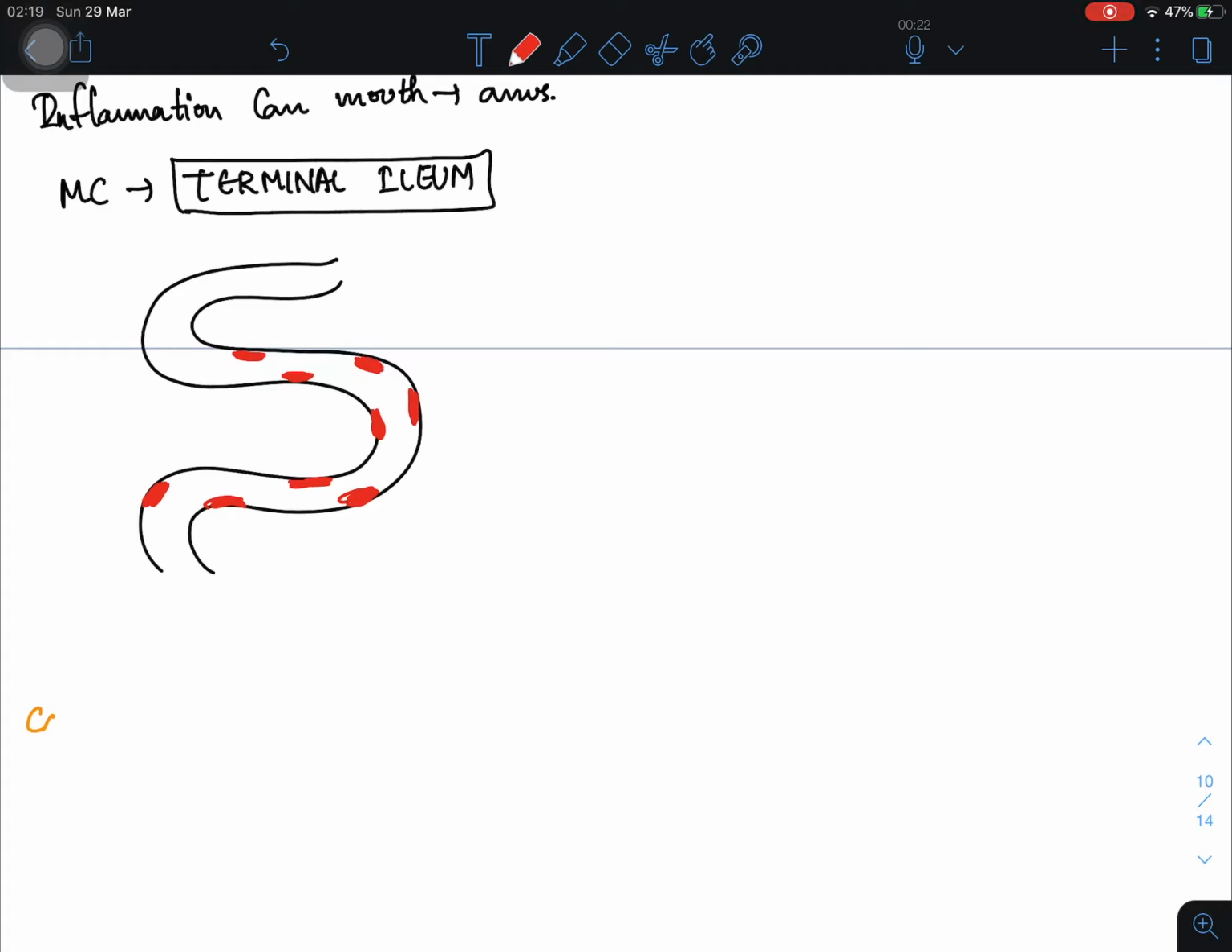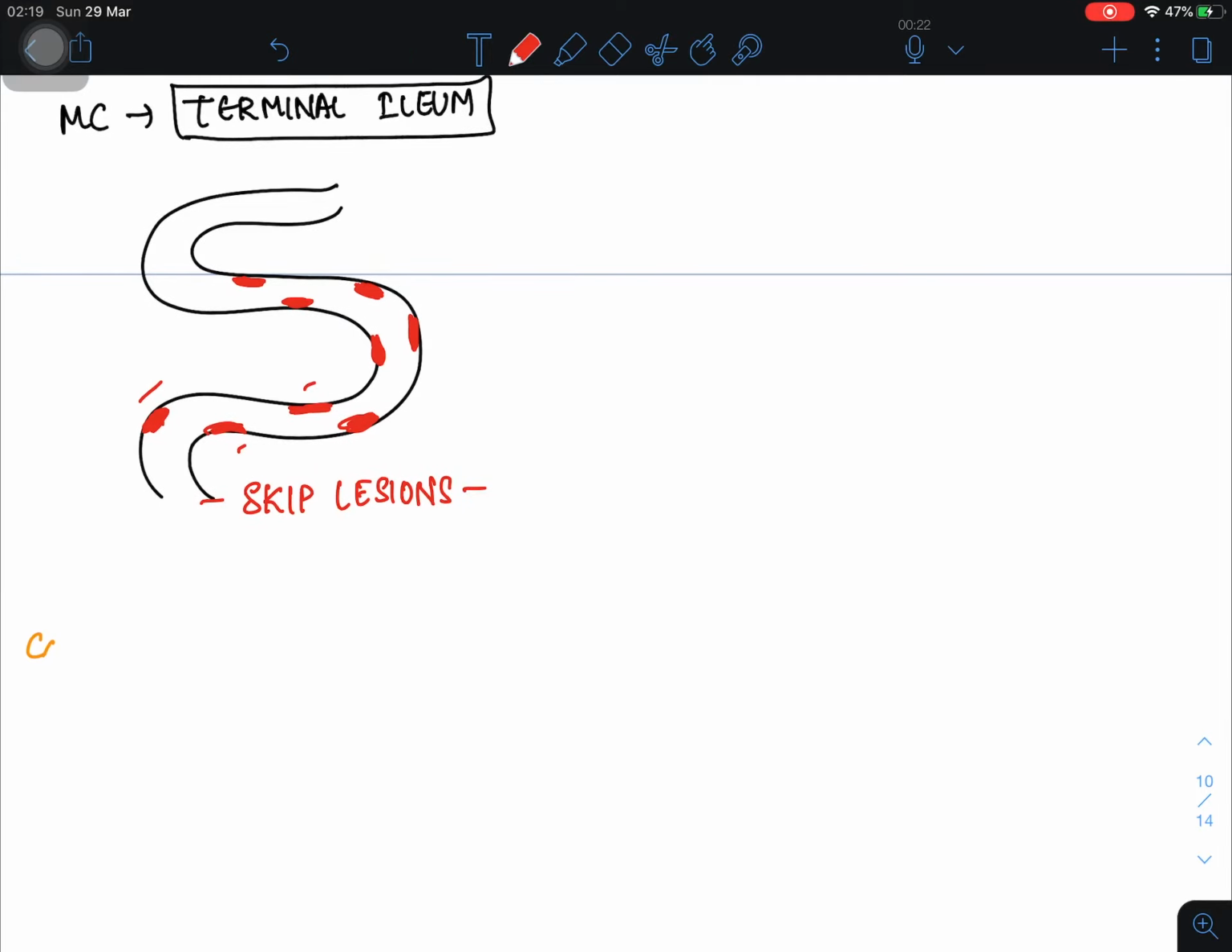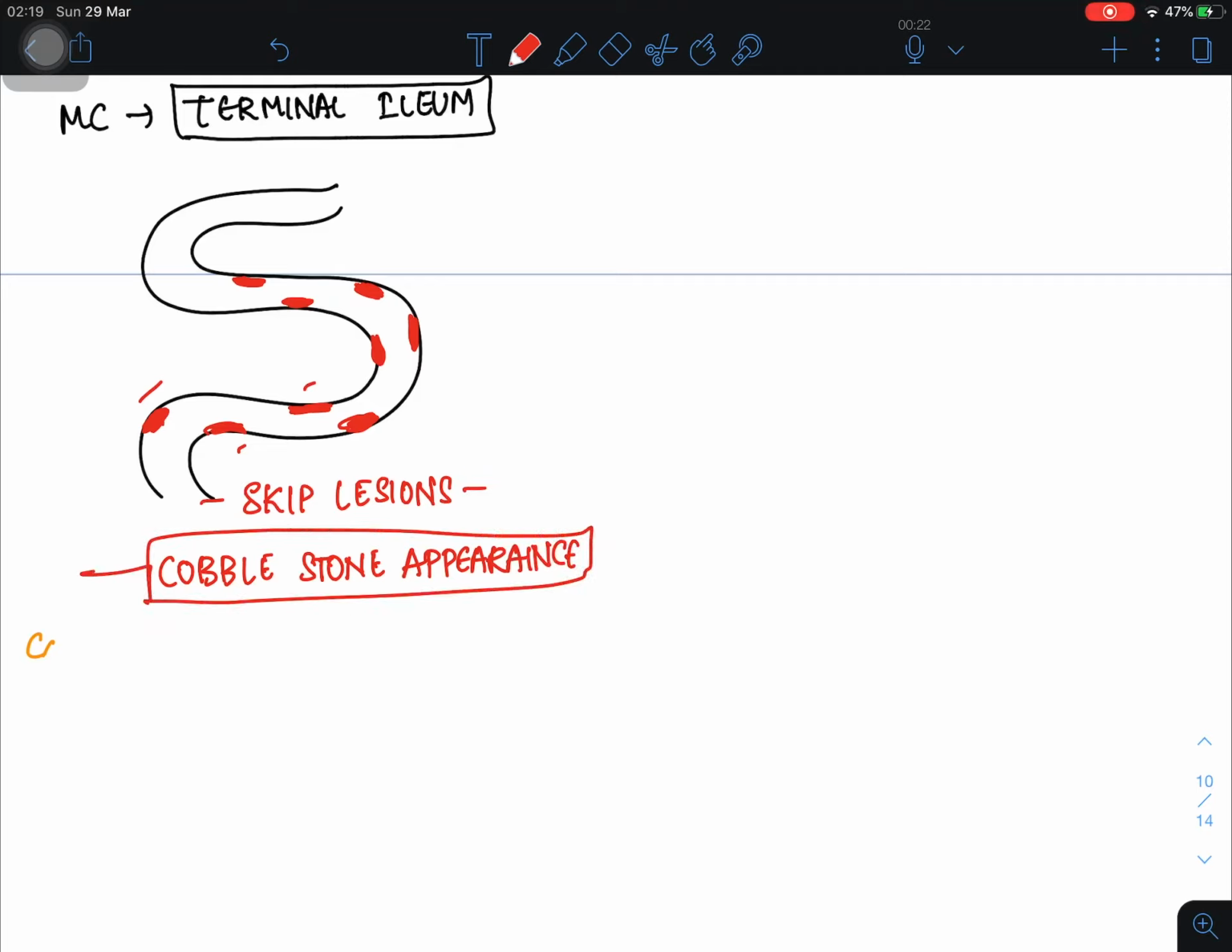But one thing is for sure: the inflammation will not happen continuously. It is discontinuous. So these lesions are discontinuous, and I can call them skip lesions. And such an appearance which I find on colonoscopy is called cobblestone appearance.